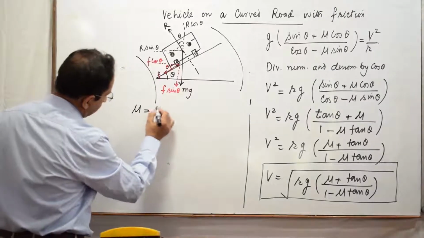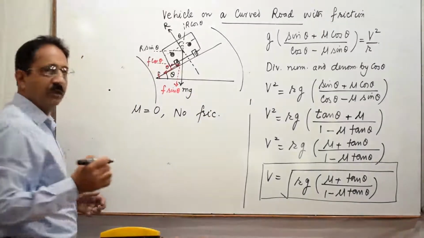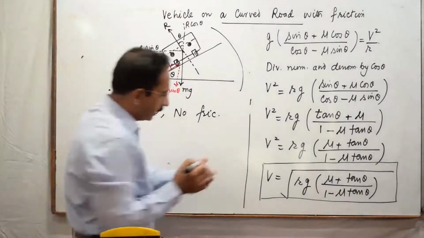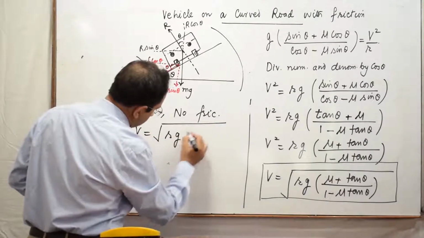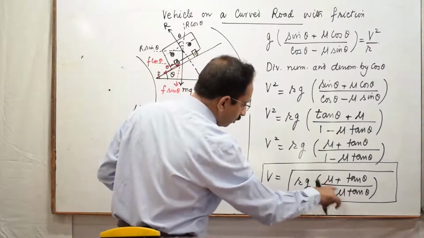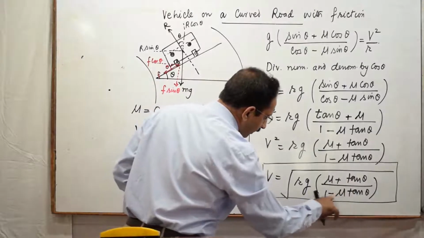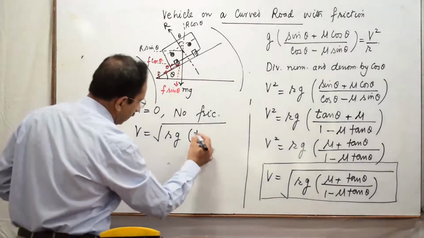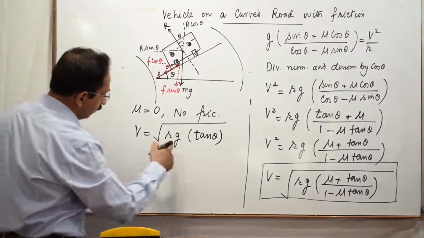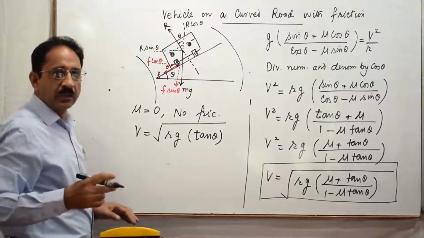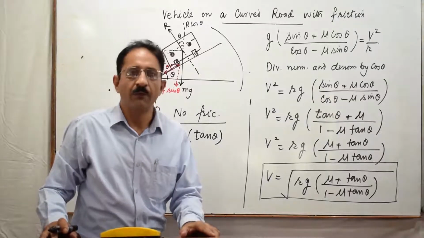So in that case, I'll be substituting mu equal to 0 if we are not considering the friction between tires and the road, and this relation will become v equal to square root of rg multiplied to, put this mu equal to 0, so this will be 0 plus tan theta divided by 1 minus 0, so you are left with only tan theta. So here it is v equal to square root of rg tan theta. ये relation हम already देख चुके हैं that if we think of a banked road without friction, here is the result.